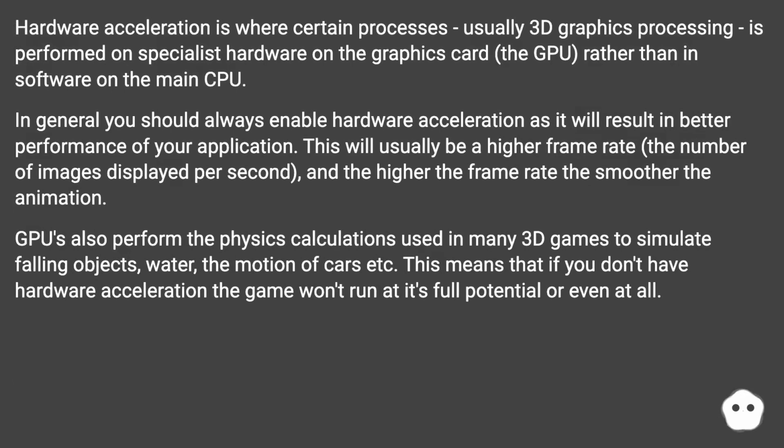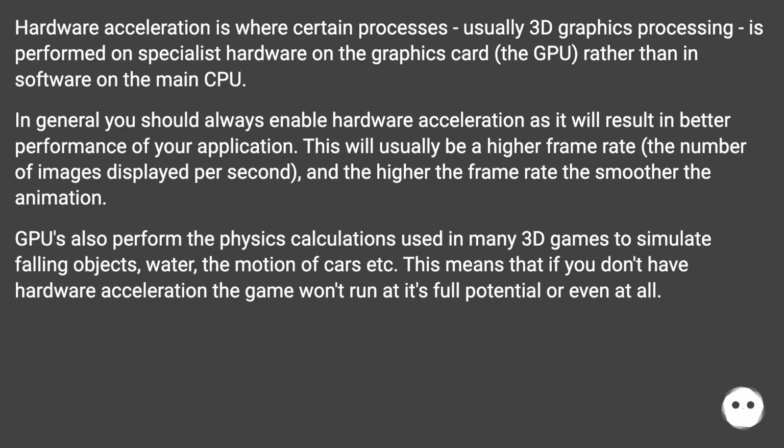Hardware acceleration is where certain processes, usually 3D graphics processing, are performed on specialist hardware on the graphics card, the GPU, rather than in software on the main CPU. In general, you should always enable hardware acceleration as it will result in better performance of your application. This will usually be a higher frame rate, the number of images displayed per second, and the higher the frame rate the smoother the animation.